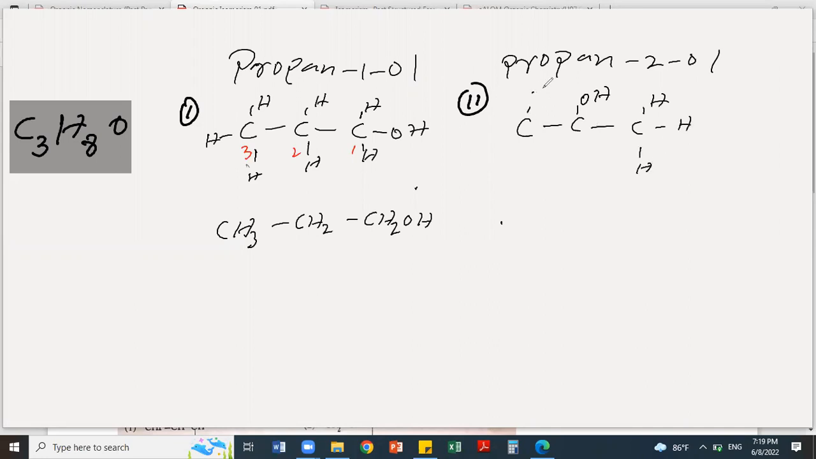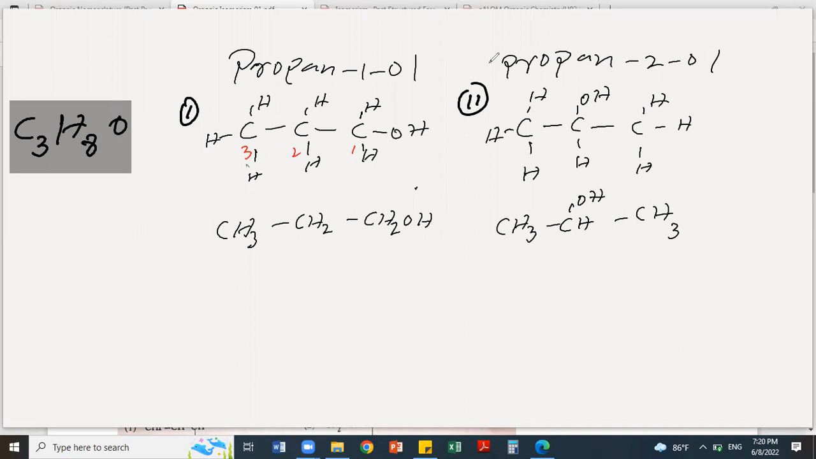Here to make 4 bonds, this side also you have to add 3 hydrogen. So if you combine this and write the structure, this is called the displayed formula. If I add this one, you have to add H here to make it 4 bonds. Now you can see CH3, CH, OH, CH3.